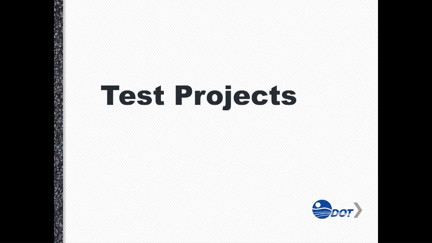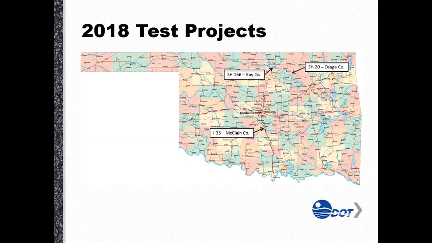Our test projects. There are 3 of them: State Highway 20 in Osage County, State Highway 156 in Kay County, and the one that is currently being put down is I-35 in McClain County. 156 and Highway 20 are both complete. Interstate Highway 35 is about a quarter to a third through. We collected our first sample last night, and our next sample will be later this week. Is that right, David?